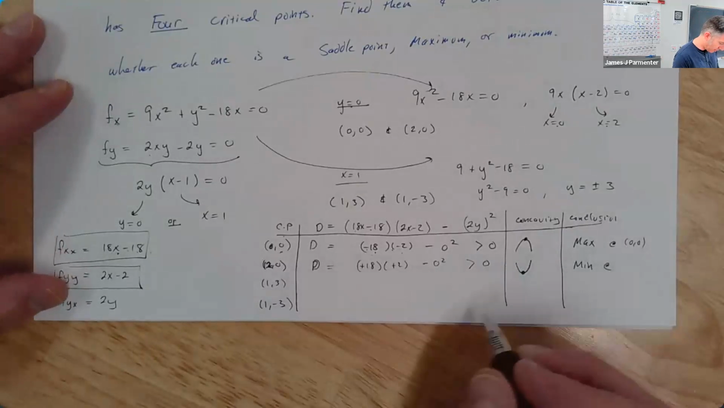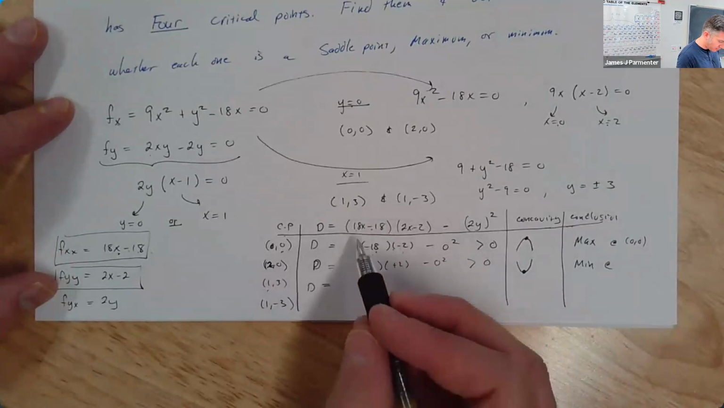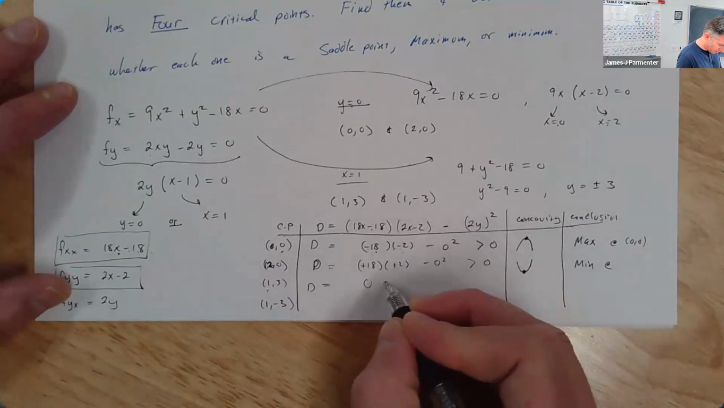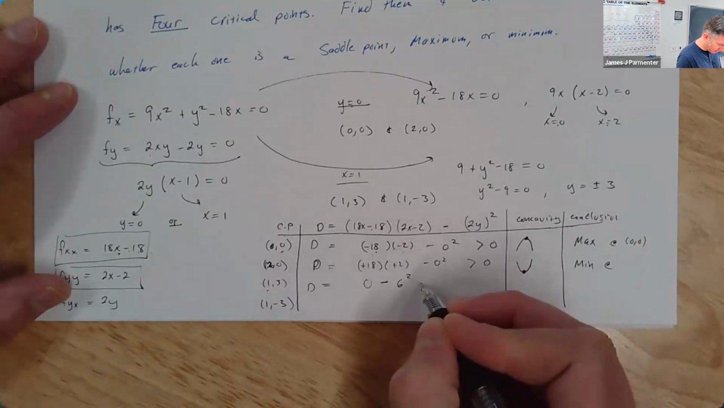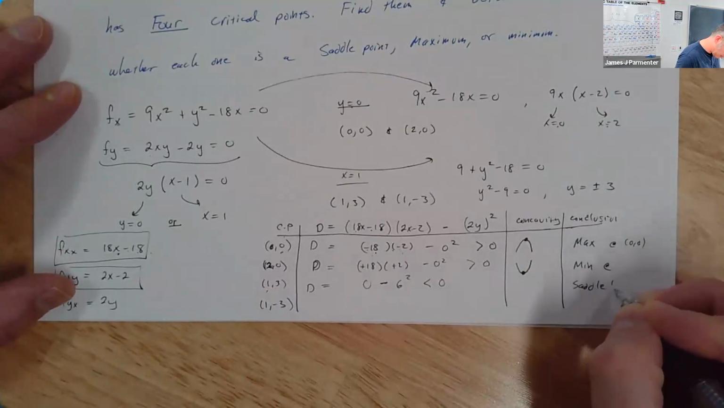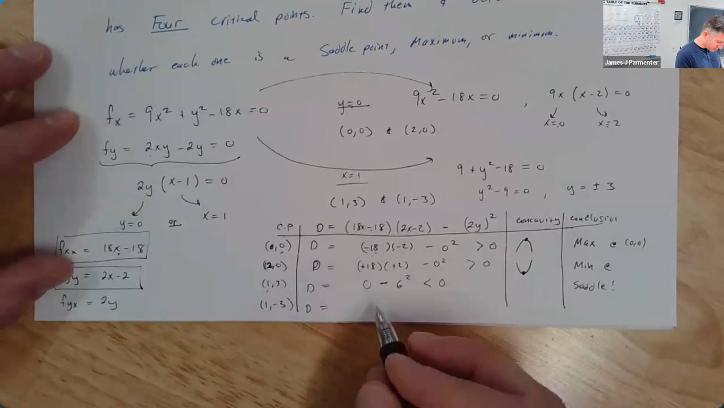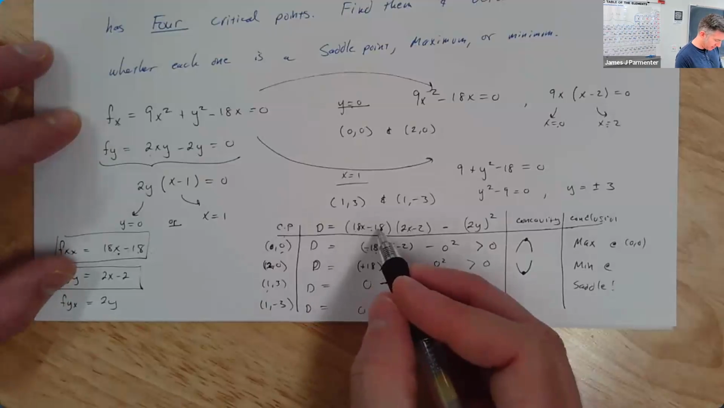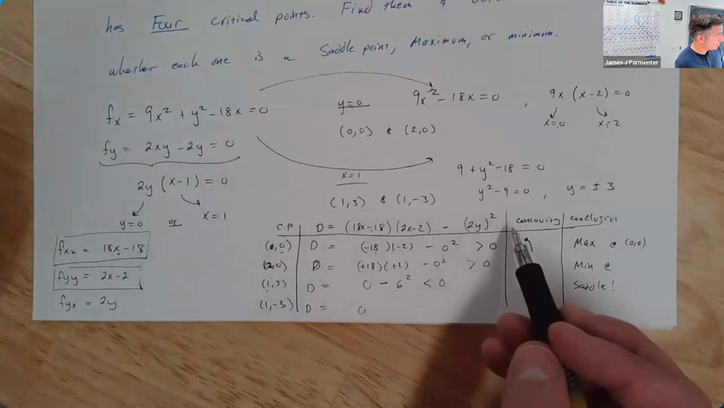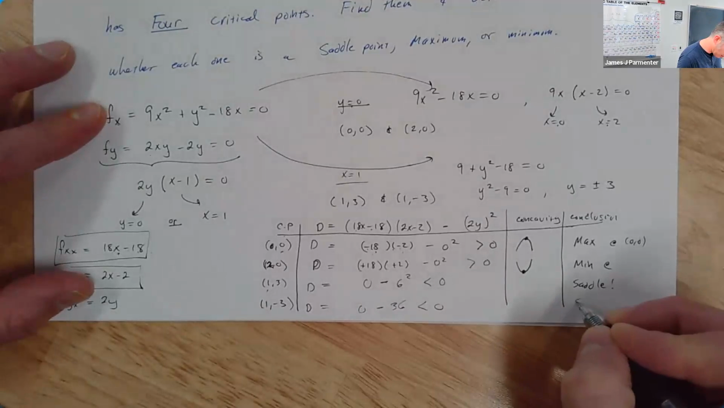So let's figure out what's happening at this point here, 1, 3. I plug in 1 for x and 3 for y. Well, 18 minus 18 is 0, so that's just going to be 0. And 3 for y, I'm going to get minus 6 squared. That's going to be negative 36. So we know we have a saddle. And the same thing is going to be true if I plug in 1, negative 3. You're still going to get 0 because 18 minus 18 is 0. And 2 times negative 3 is negative 6, and negative 6 squared is still positive 36, so it's still the negative of a positive, which is negative 36, which is less than 0. So also a saddle.